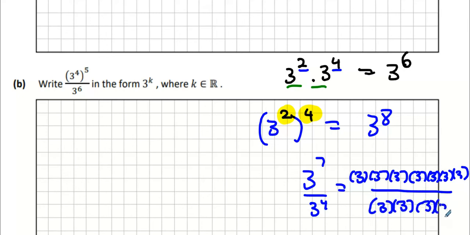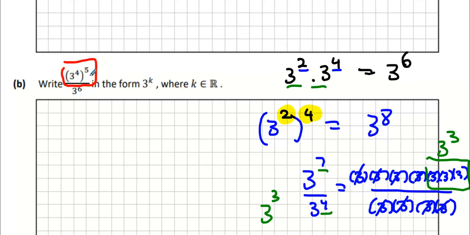Okay, and generally speaking, 3 divided by 3 is 1, 3 divided by another 3 is 1, 3 divided by another 3 is 1, 3 divided by another 3 is 1. And what you only have left there is 3 3's left over, which is 3 cubed. Quick way of doing that is just to take away the top power minus the bottom power, which is 3 to the power 3. Using what we just learned, we're going to try this question here.